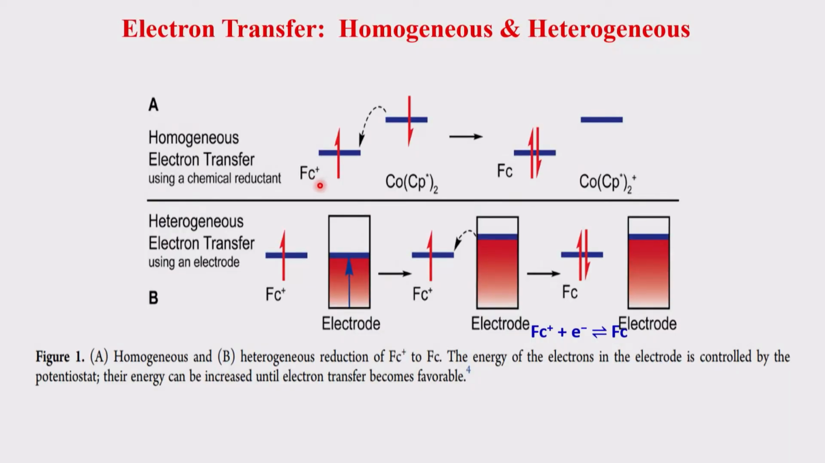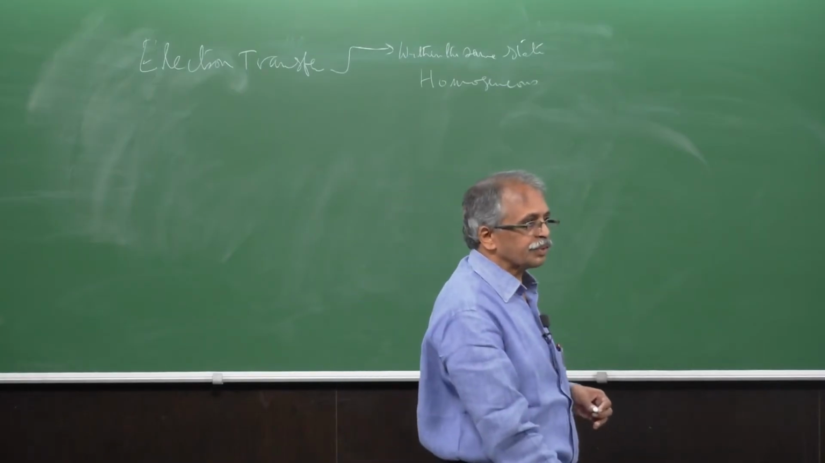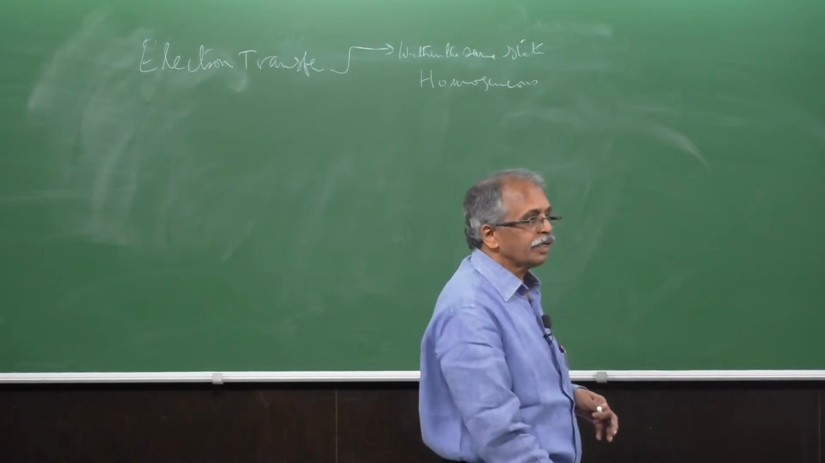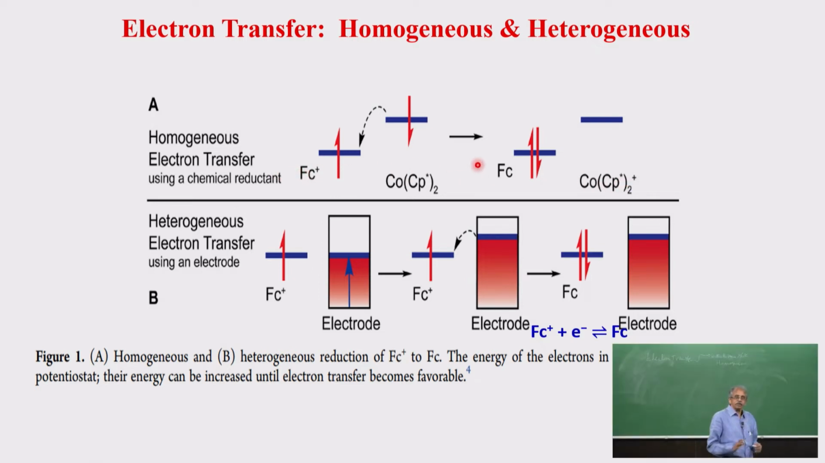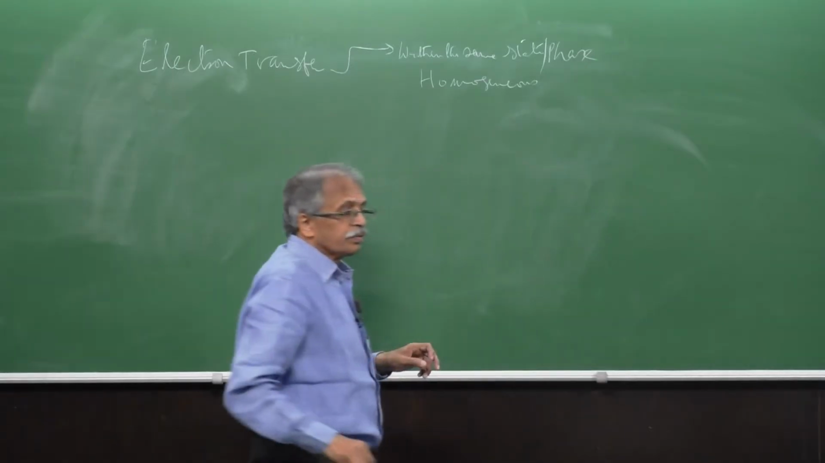And then what will happen? The ferrocenium ion will become ferrocene because it received one electron. So, it is basically a reduced form. Fc is the reduced form of Fc plus, and now the Cp cobalt Cp star 2 becomes cobalt Cp star twice plus, and that means oxidized. So, the cobalt complex oxidized and the iron complex got reduced. But in both of these things, the reaction happens between the reductant and oxidant simultaneously in the solution phase itself, within the same phase. So, that is what you have as the homogeneous.